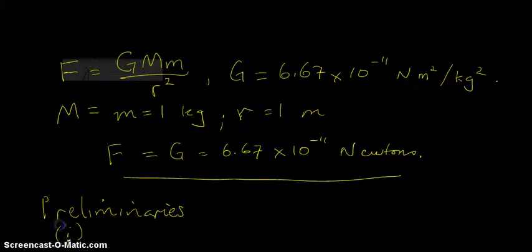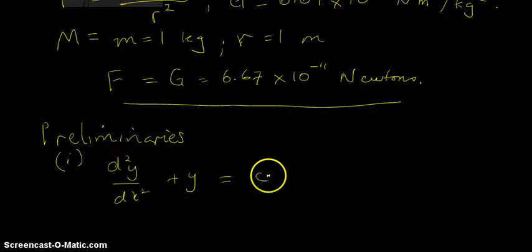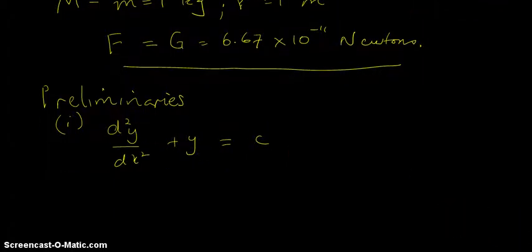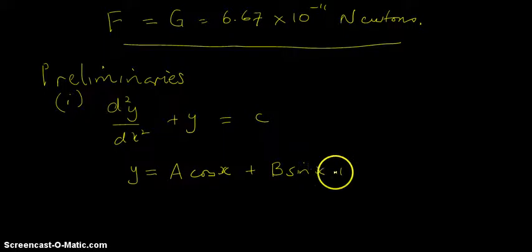Now, the first one is the solution to this second order differential equation, d2y by dx squared plus y equals some arbitrary constant c. Well, not just arbitrary, but a constant c. What is the solution to this? Well, without much ado, we'll just state it. It's a cos x plus b sine x plus c. It's easy enough to verify.